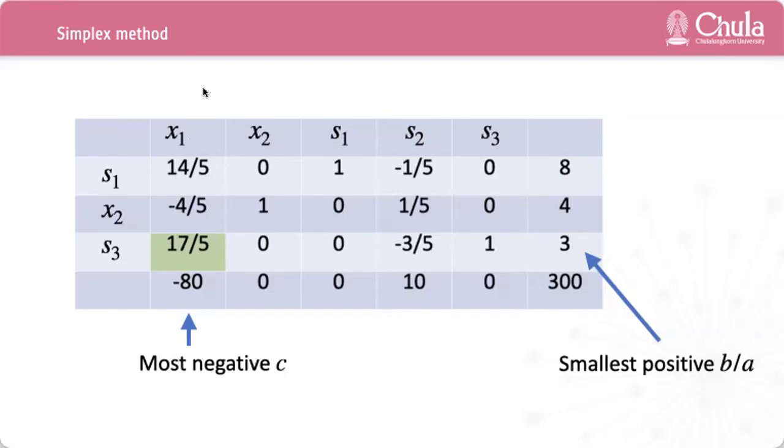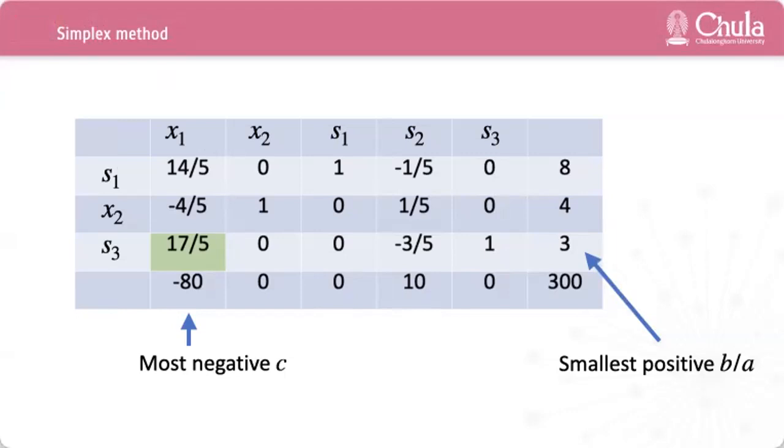So at this point, x1 is 0. What about x2? x2 is 4, okay? And about s1, s1 is 8, and s3 is 3, okay? Any questions? Kadim, you have any questions? No problem. Okay, you can follow, right?